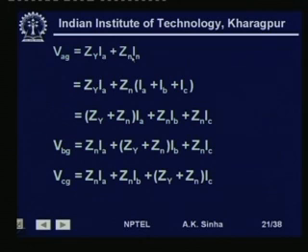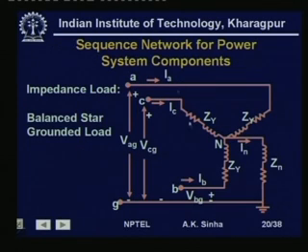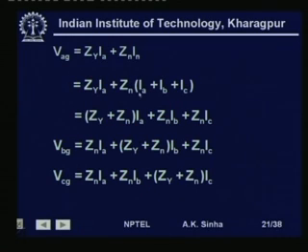Now, what is this current IN? If IA is flowing like this, IB is flowing like this, and IC is flowing like this, then IN is nothing but the sum of these 3 currents, IA plus IB plus IC. So, that is what we are writing here, Zn into IA plus IB plus IC. Now, if we arrange this in such a way that currents IA, IB, IC are separated, then we have Zy plus Zn into IA plus Zn into IB plus Zn into IC.